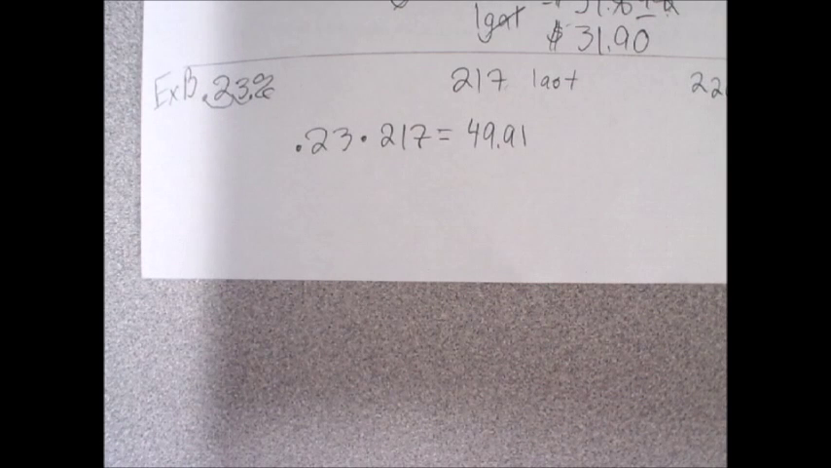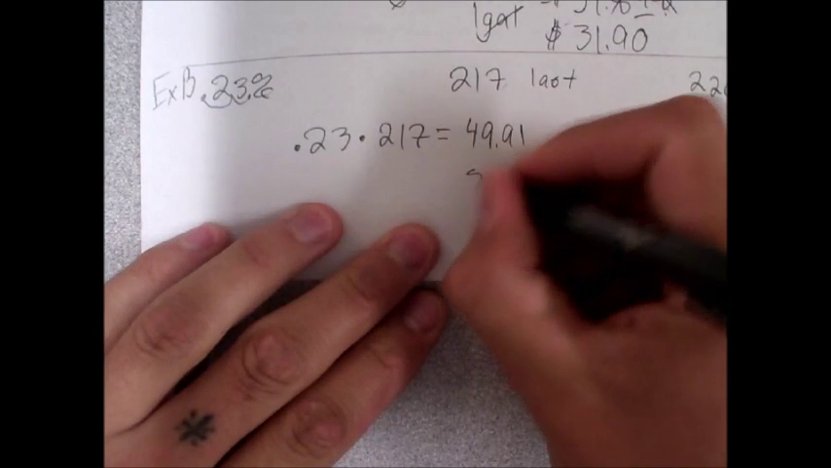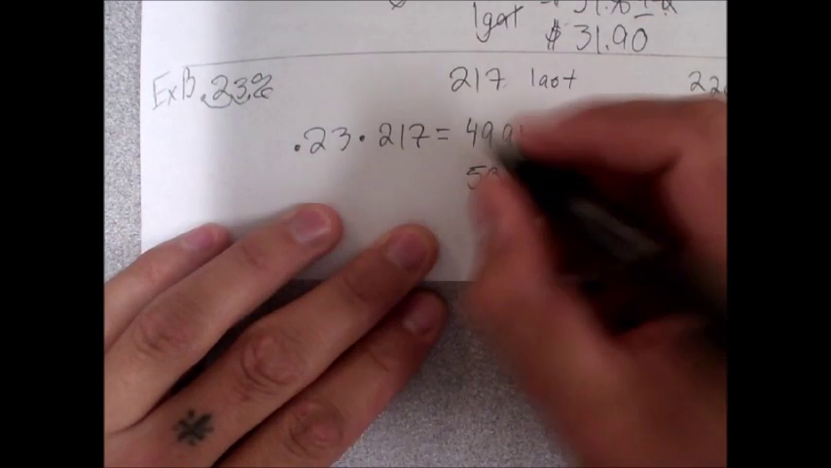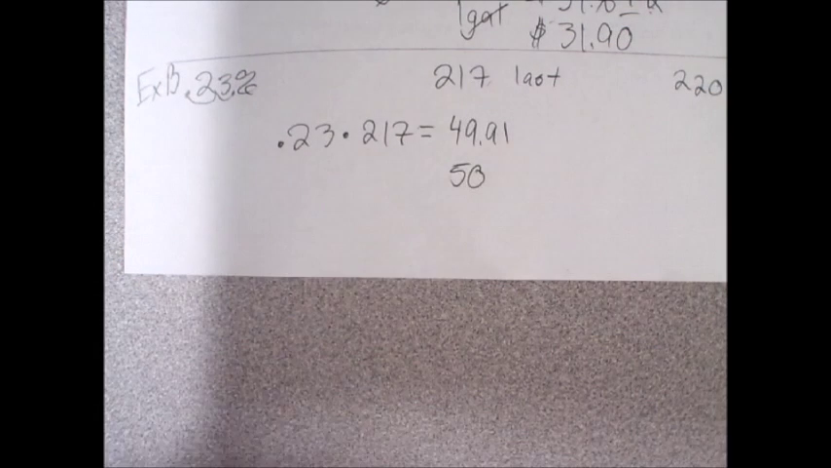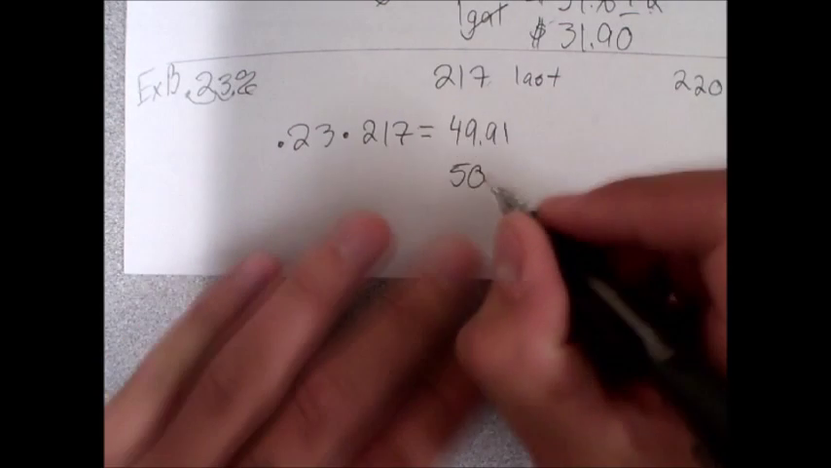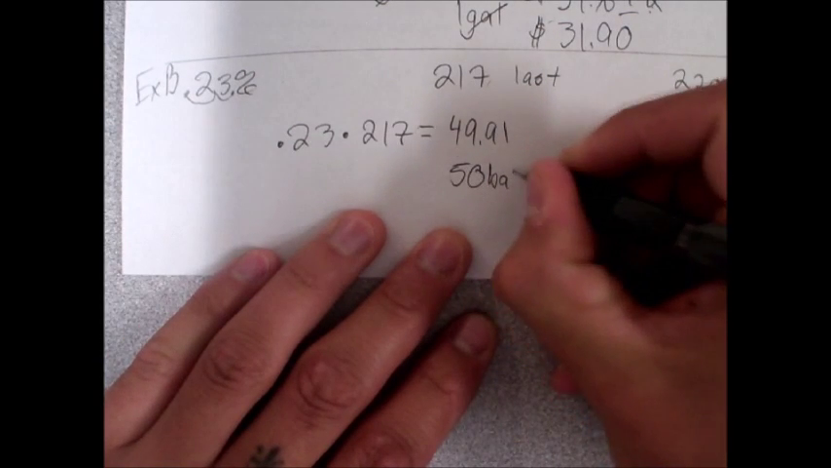So what should I do, because I can't have 0.91 of a baby? I would round up, right? Is there ever a time where I should round down? If it's below 0.5, I would say go ahead and round down. Okay, so 50 babies. There's my label.